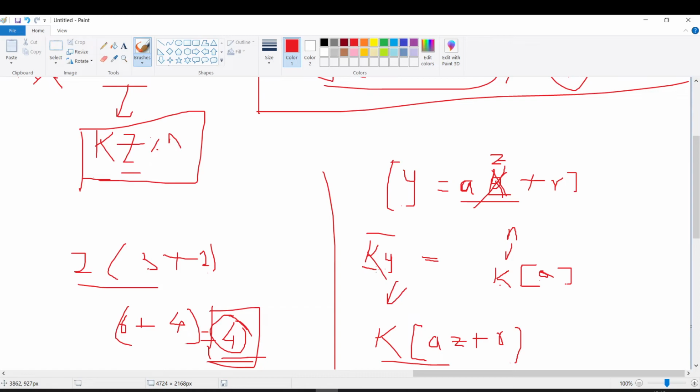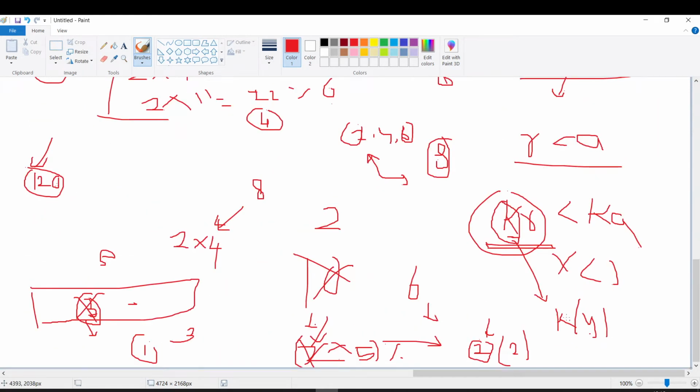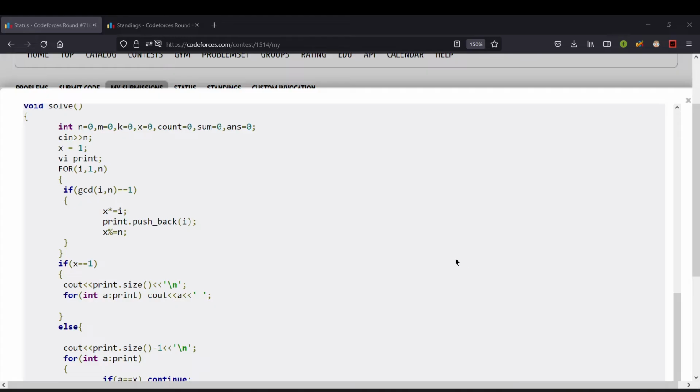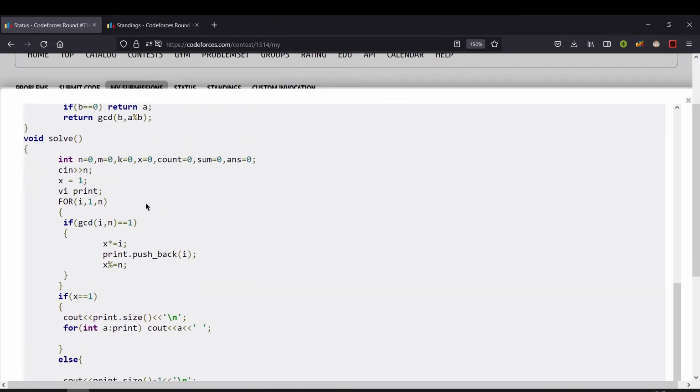So the thing is, if you just include this factor, then it will always be contained in my modulo. I mean, it will be included in my modulo in some form or the other. So yeah, I think this works.